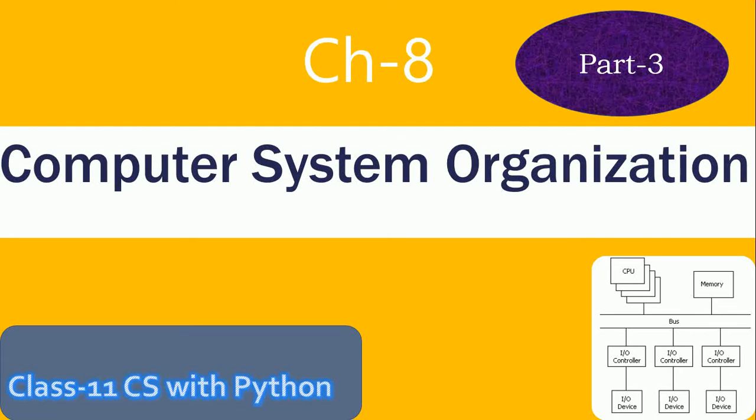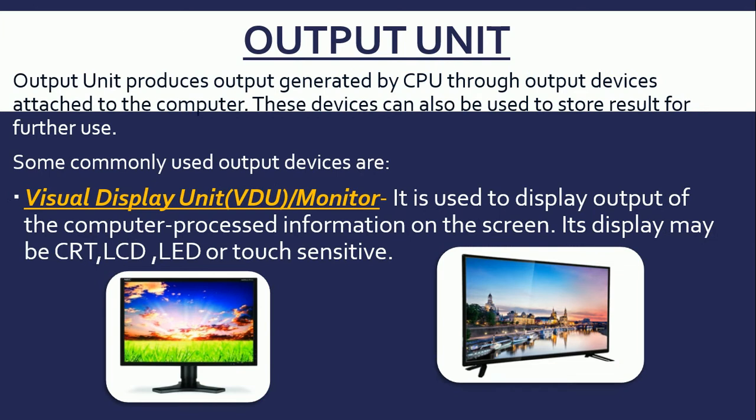Hello students, welcome back. Today we are going to start part 3 of chapter number 8, Computer System Organization. In the last class we have studied about the central processing unit, which is the brain of the computer, and today we are going to talk about another unit which is known as the output unit.